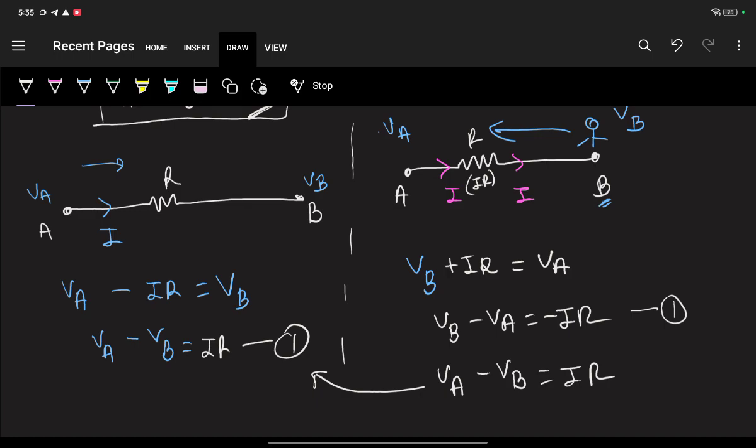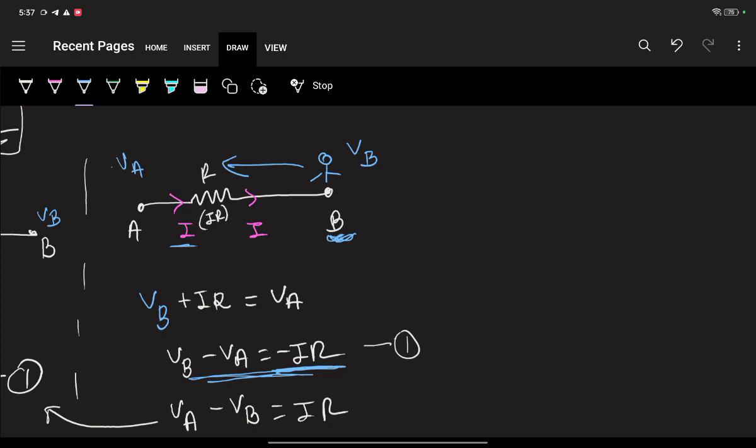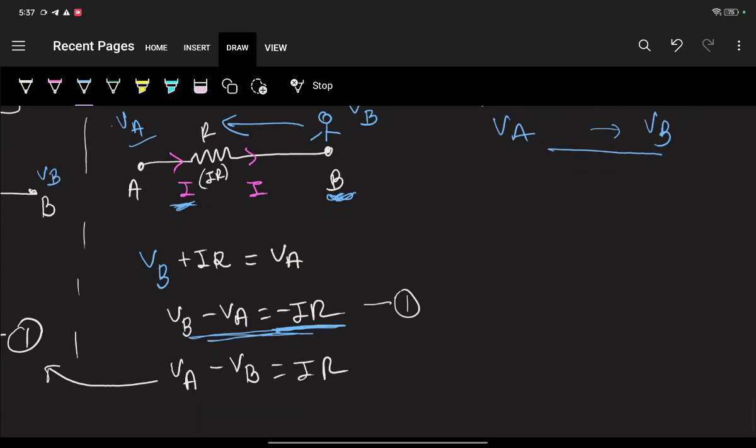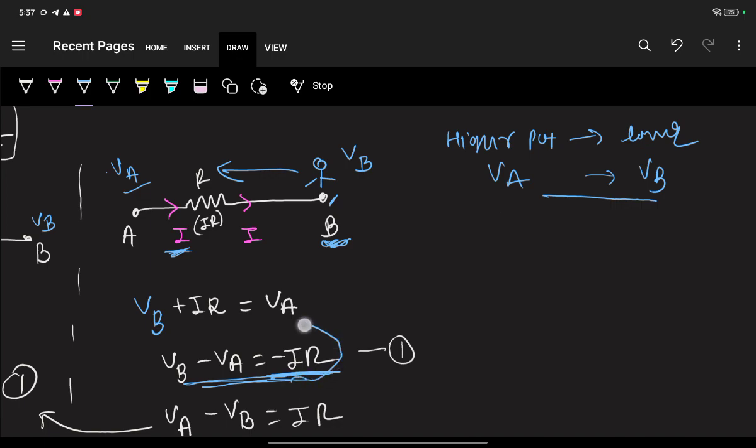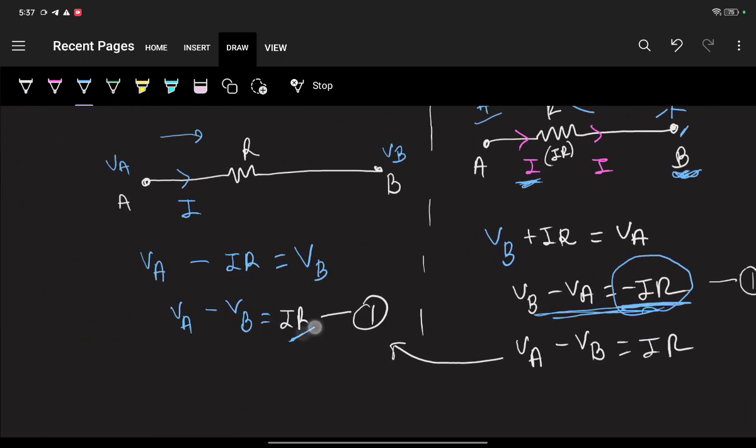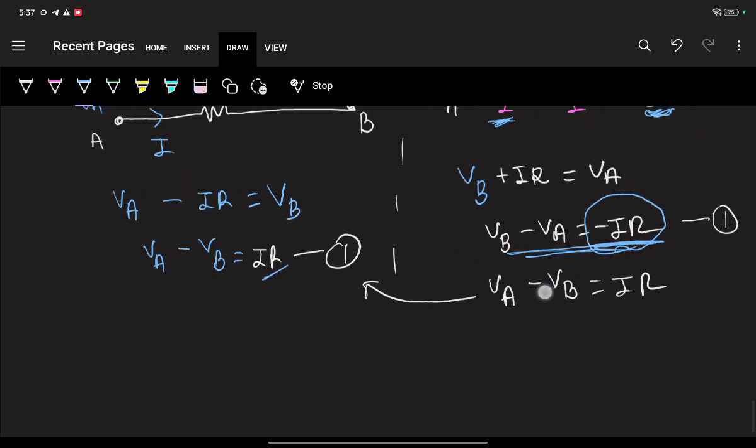Okay, write it down. Why did we get this negative sign here? Because current is flowing from VA to VB, and remember I told you that current flows from higher potential to lower. Here the higher potential is VA, so current is flowing from VA to VB. But we have taken the opposite direction. That's why we are getting this negative; otherwise, we would get a positive sign, right? So this was the sign convention.